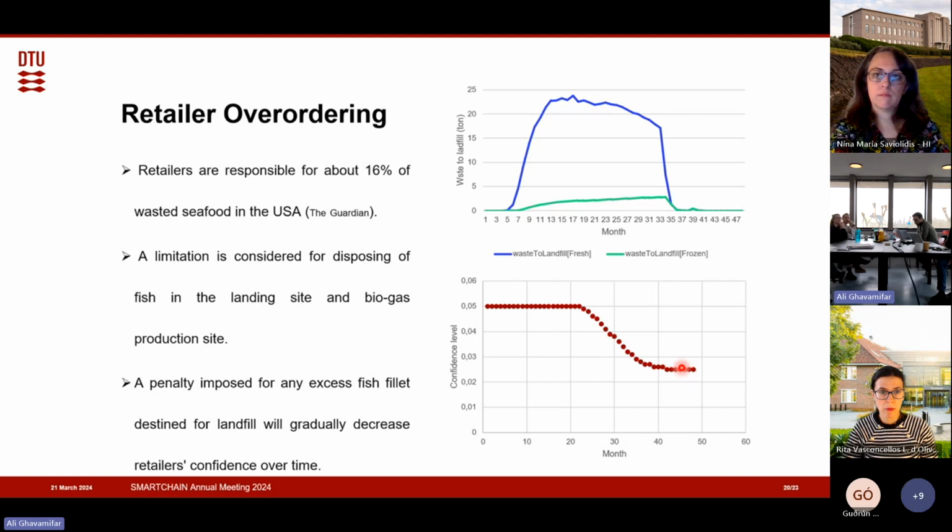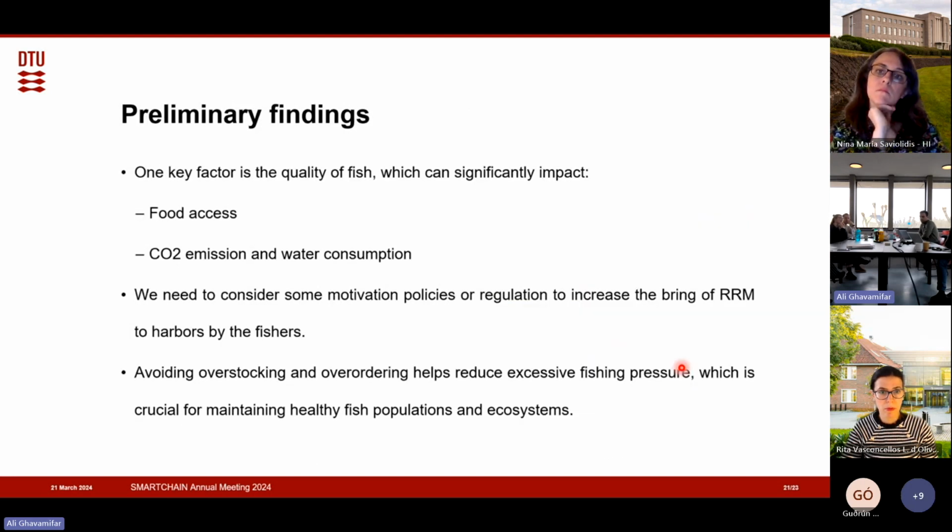So these are the scenarios that we have considered, and now we can have some findings from the study. One key factor is the quality of fish, which can significantly impact food access and CO2 and water consumption. So we need to consider some motivation policy or regulation to increase the bringing of restaurant material to the harbors by fishers. I think it's for the Norway case, I don't know, because I think we don't have it for the Iceland case. Then we can say that avoiding overstocking and overordering helps reduce the excessive fishing pressure, which is crucial for maintaining healthy fish population ecosystems.